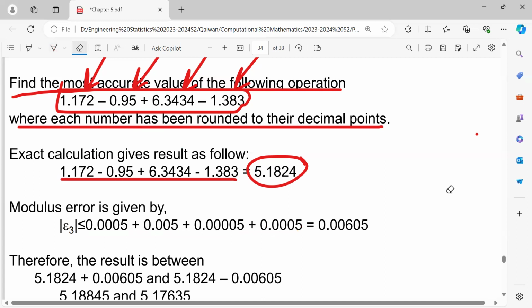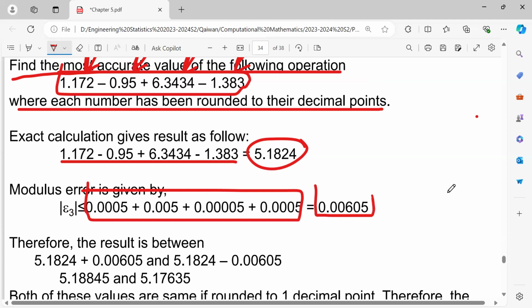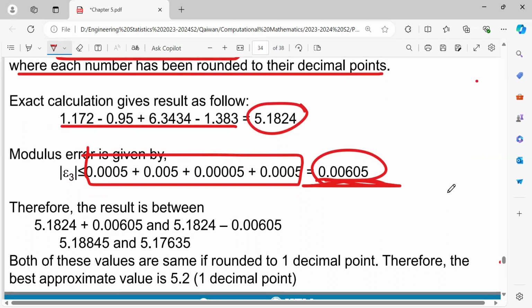For finding the modulus error, we need to find the sum of all maximum errors. So it is 0.00605. Now we add this to the exact value, and exact minus that value. We add and subtract the modulus error to the exact value. Here, this is the exact value plus the modulus error. This takes the exact value minus the modulus error. We get these 2 values, this and that.